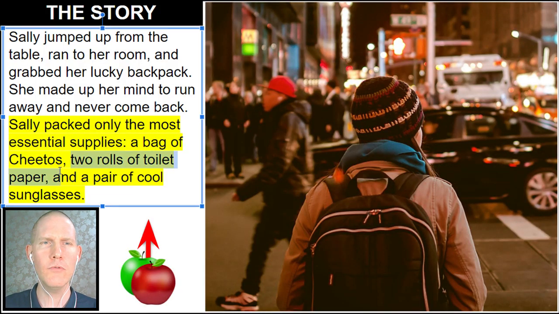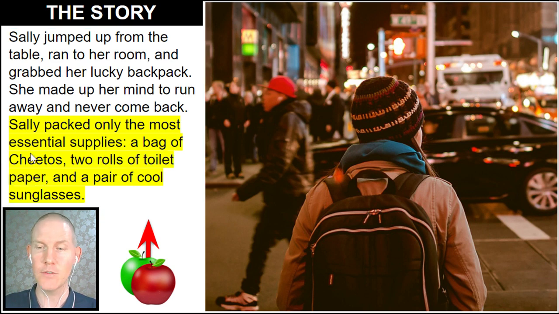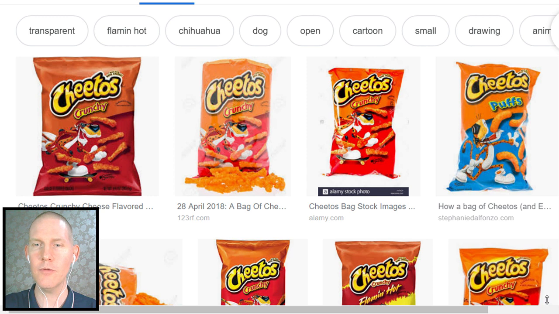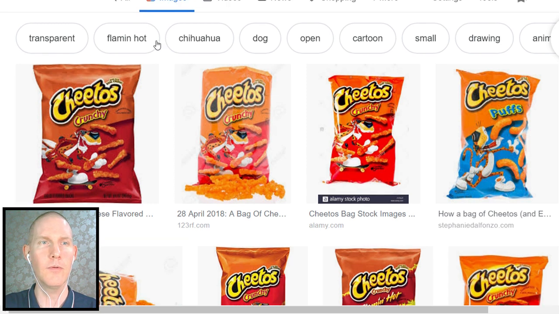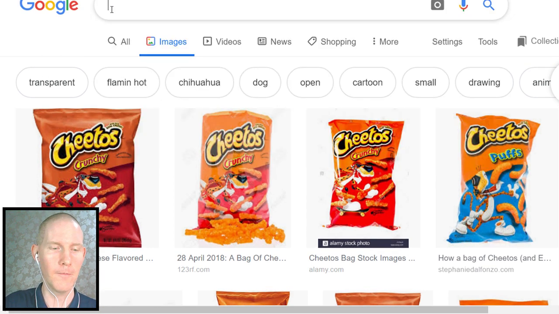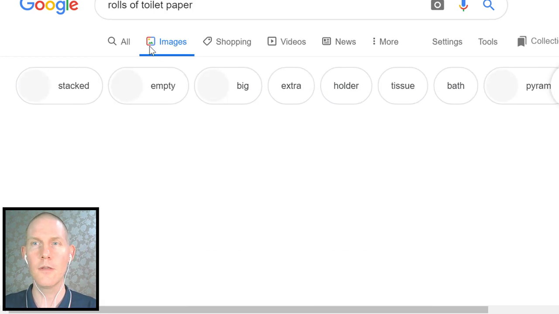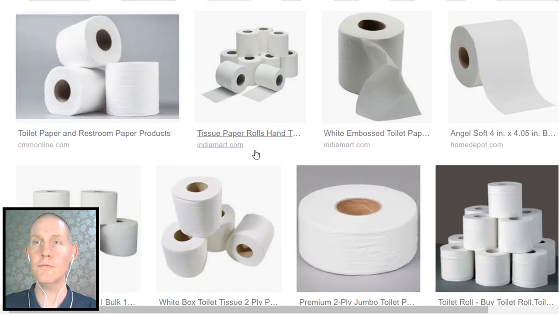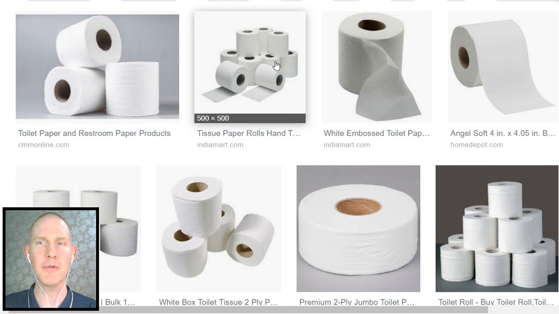Alright, 2 rolls of toilet paper. So she stuffed a bag of Cheetos in her backpack and then 2 rolls of toilet paper. So when we say rolls of toilet paper, what are we talking about? We are talking about... There you go. Rolls of toilet paper. Leah Huda says, yummy, my favorite. I assume you're talking about the Cheetos and not the toilet paper.